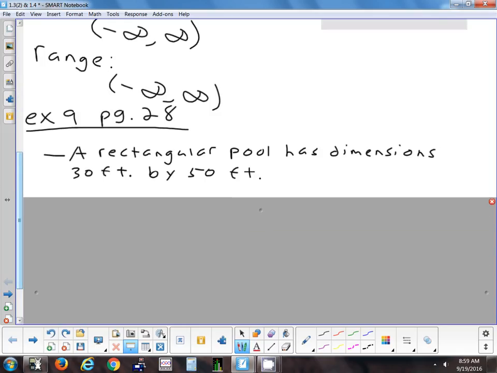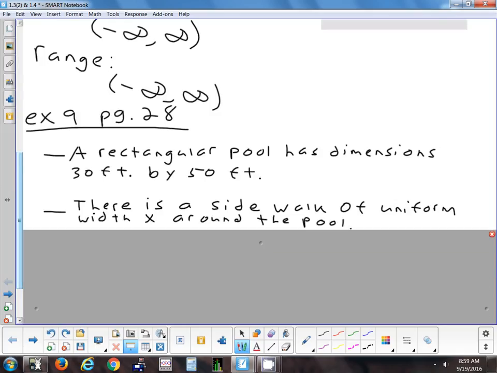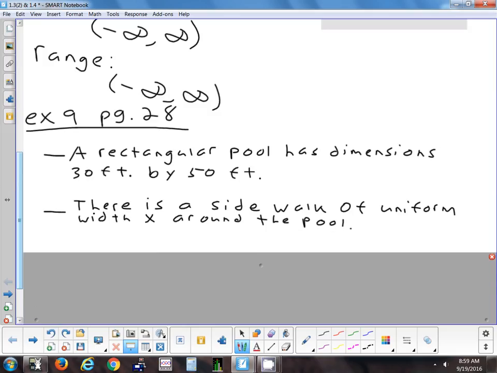All right, let's try this one. I don't think we did the swimming pool problem yet? Did we do that? No, okay. So we have a rectangular pool, and this pool has dimensions of 30 by 50. What we're going to do is put a sidewalk around the pool, and the sidewalk is going to be the same width all the way around the pool. We'll call the width of that sidewalk x.